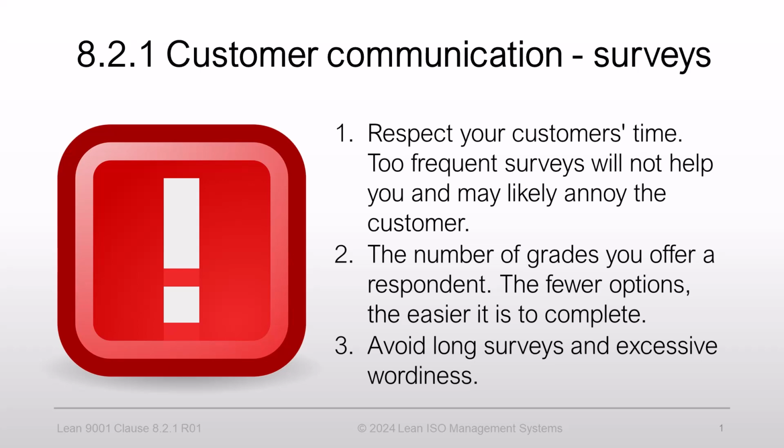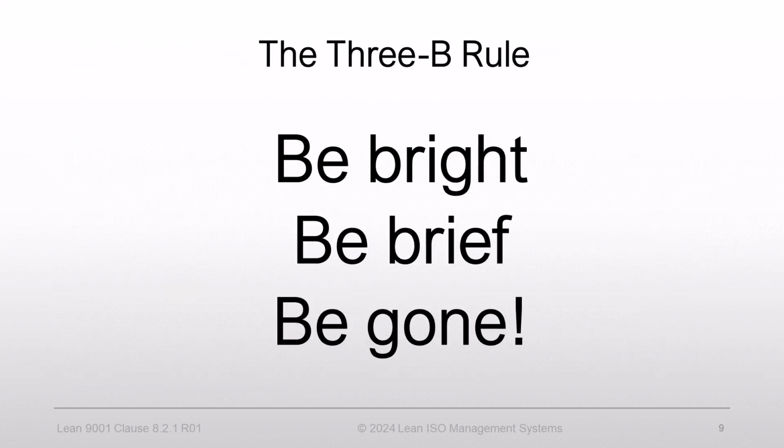The third issue is the number of questions and wordiness. Remember the 3B rule for an effective presentation? Be bright, be brief, and be gone. The shorter the survey, the easier it is for a recipient to process.